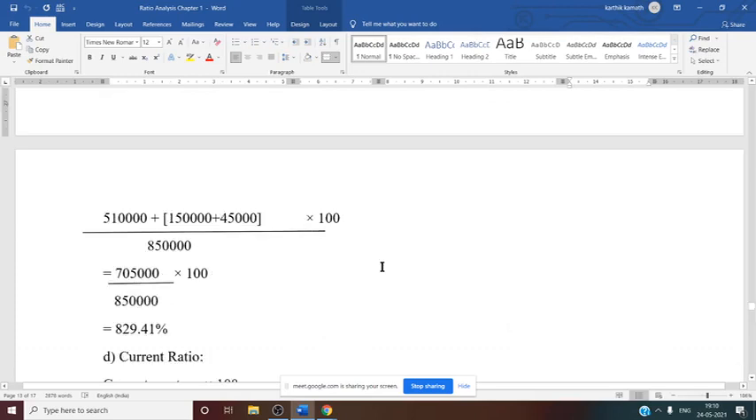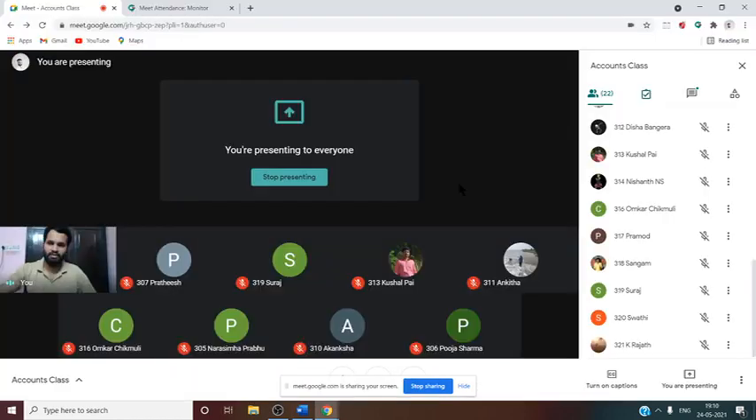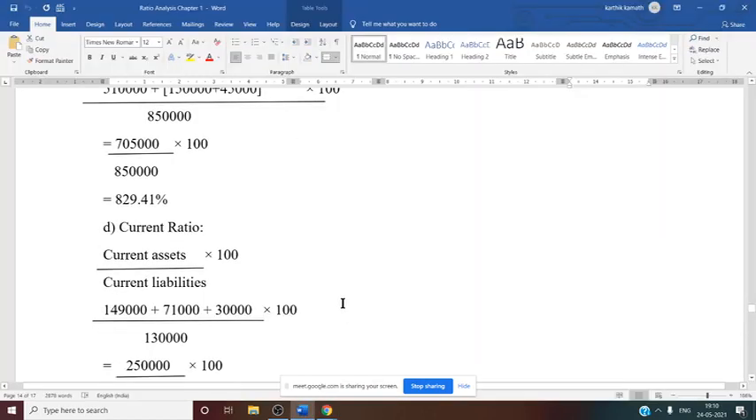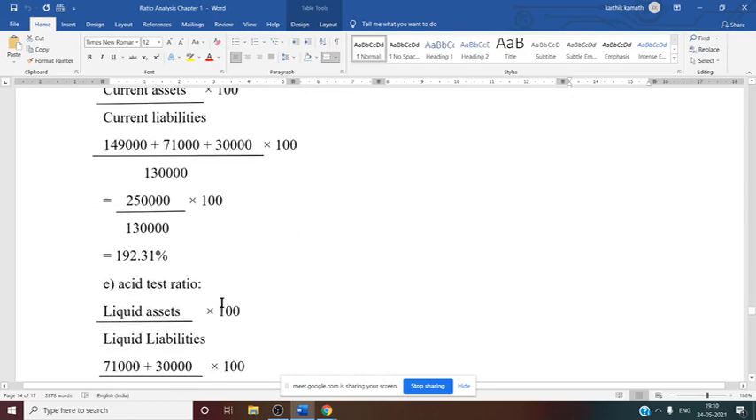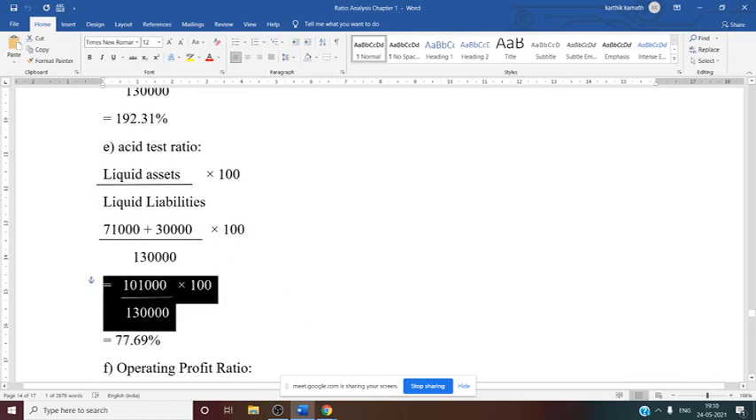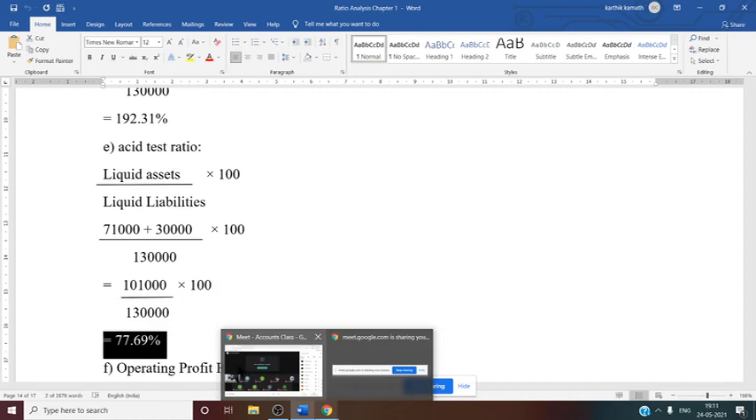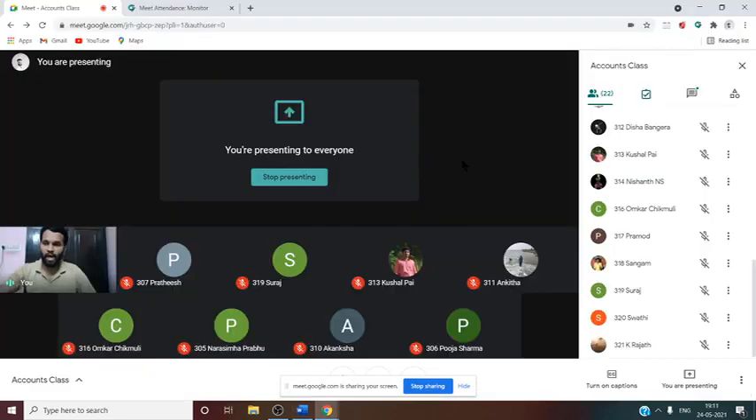Next you need to calculate the liquid liability. Again, in this question only current liability information is given. The liquid liability formula is current liability minus bank overdraft. So here the current liability itself is the liquid liability, so let us write the same amount in the denominator. Now the acid test ratio answer: 1,01,000 divided by 1,30,000 into 100, that is 77.69%, or in terms of ratio, 0.77:1. So now we have calculated almost 5 ratios.